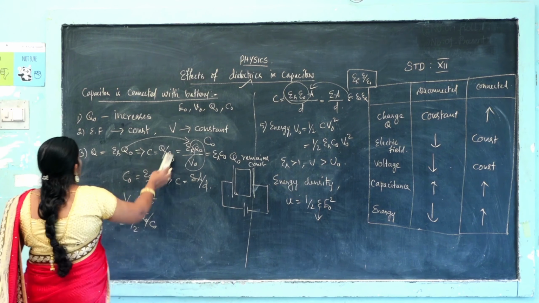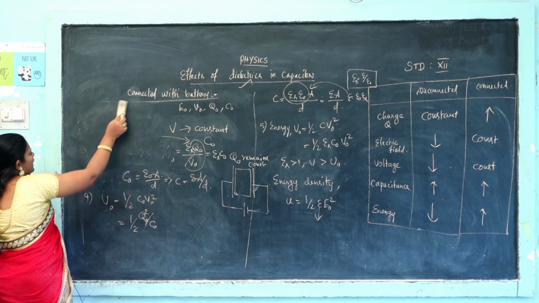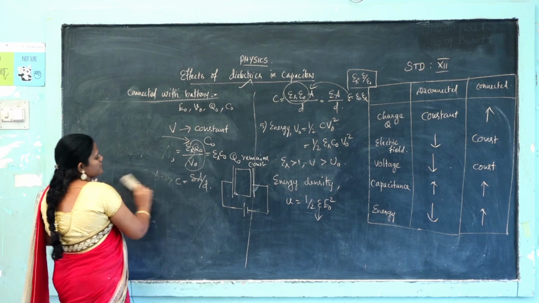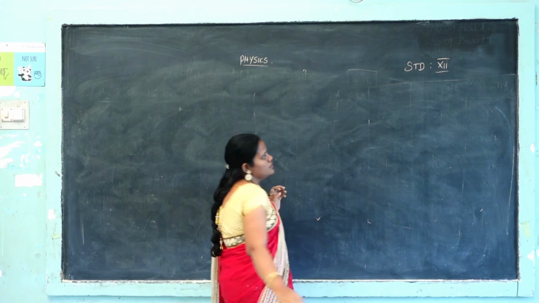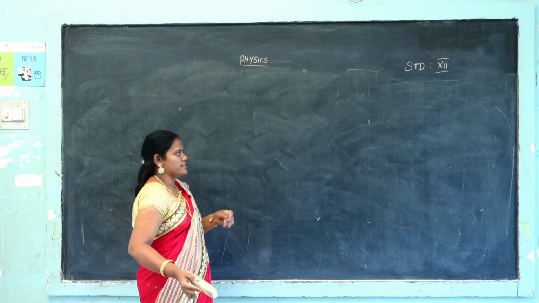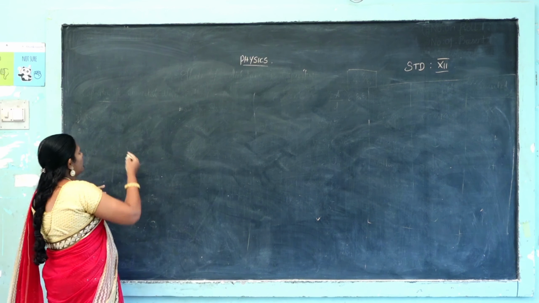The capacitors connected in series and parallel. How will you calculate capacitors connected in series and parallel? The effective capacitance will be calculated. So first, capacitors connected in series. What's the meaning of capacitors connected in series?